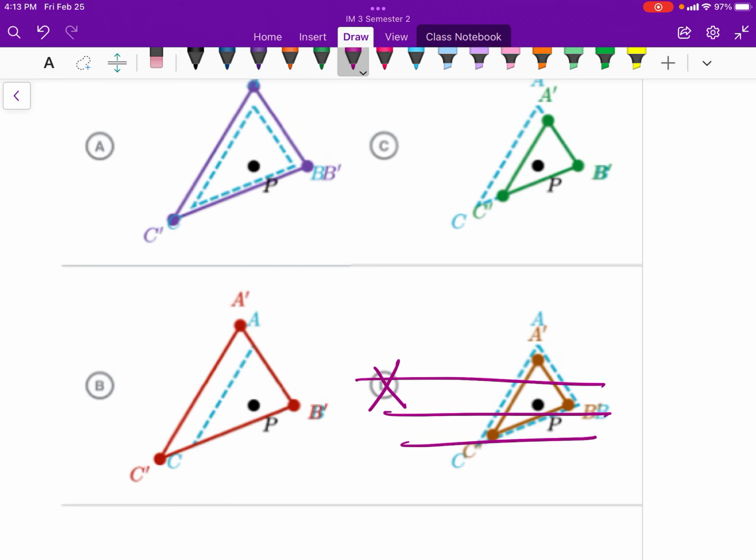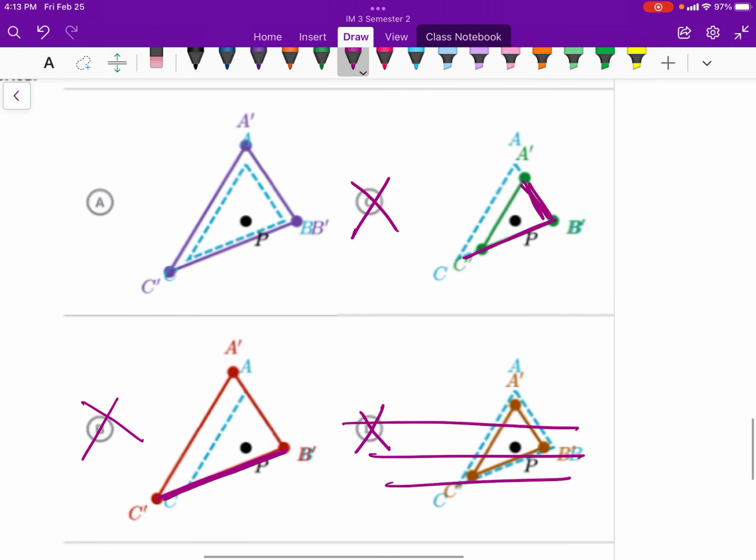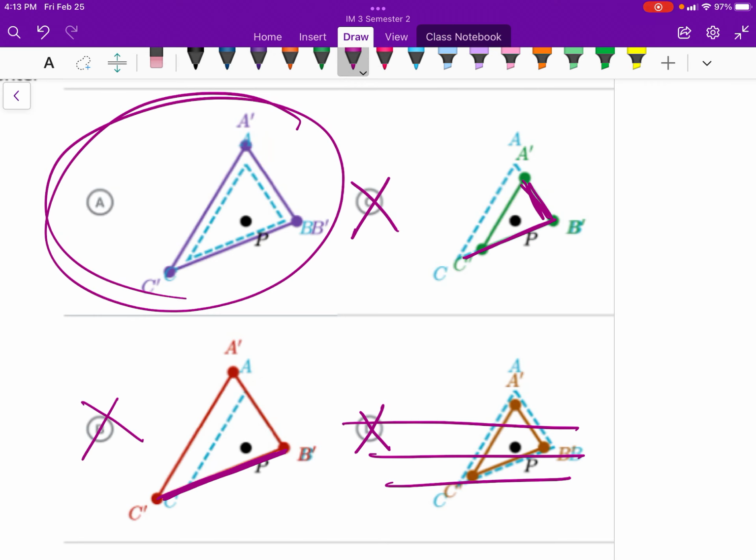So I could also cancel out B, because if you notice, the one I'm highlighting over here in pink or purple is on the same line as the dashed one, which means that's not true, because everything should be moving. Same thing on C, because there are 2 segments or 2 sides that are also on top of our dashed line. So that one would be out as well. So our actual answer here would be A.